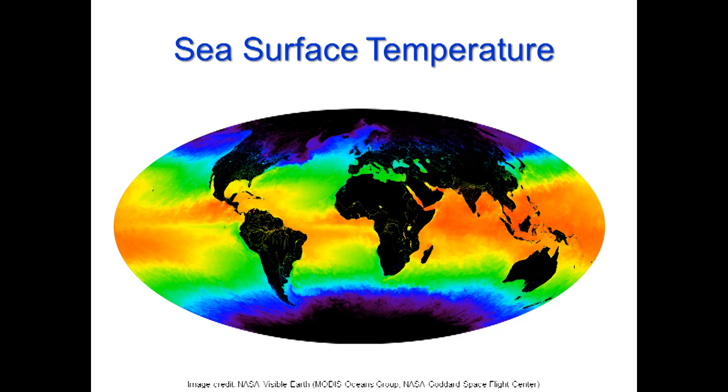Let me also point out this narrow ribbon of high temperature off the east coast of the U.S. This, of course, is the Gulf Stream. There's a similar but weaker feature off the east coast of Asia that you can see here called the Kuroshio Current. There are all kinds of interesting features in ocean currents and temperature, which we'll talk about later in the course.